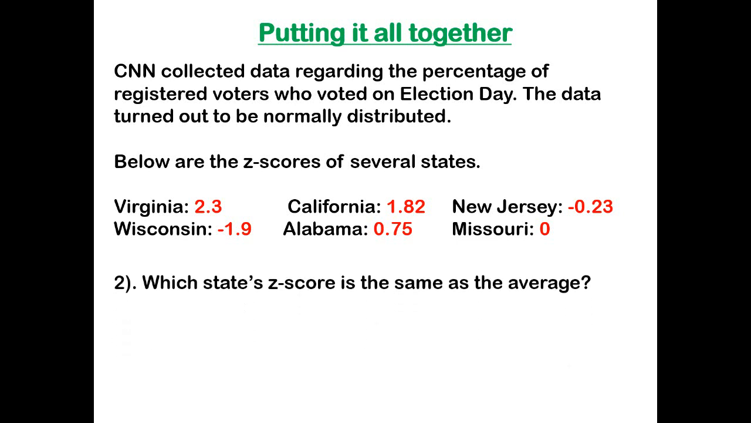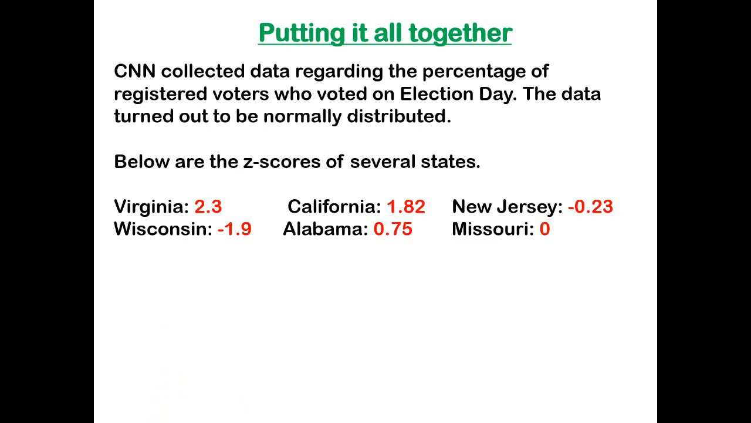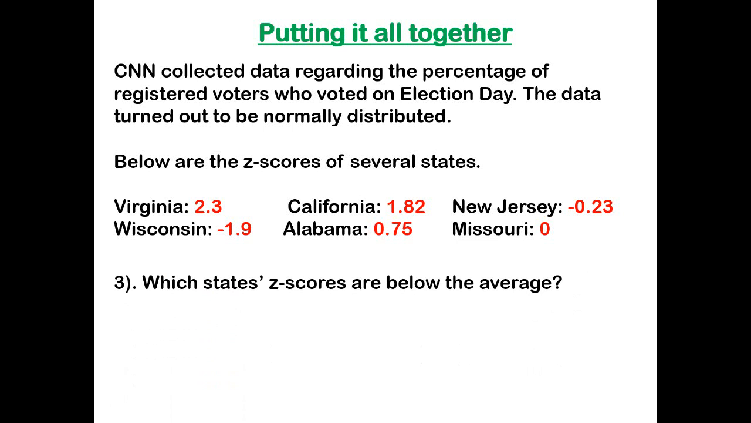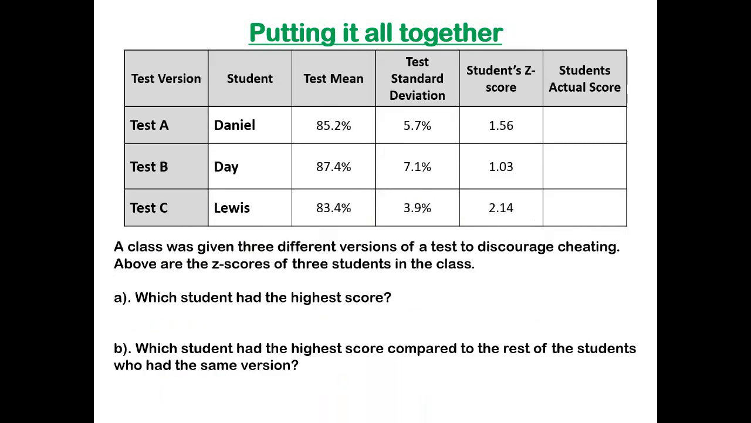Which state's z-score was the same as the average? Well, that would mean that we have a z-score of 0, because we're 0 standard deviations away from the mean. So that would be Missouri. And then the states that are below the average are our negative states, so Wisconsin and New Jersey.